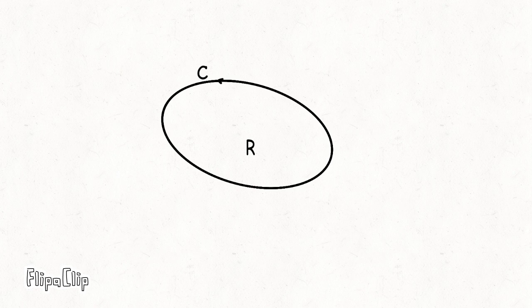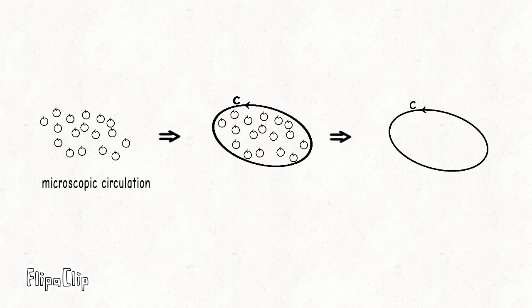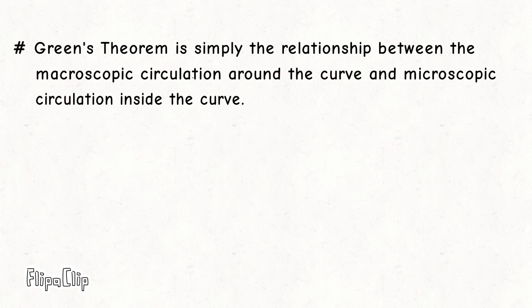Principle. Let us consider an anti-clockwise circulation around a simple closed curve C, and R be the region enclosed by it. We can consider the circulation to be the result of infinite microscopic circulations inside the curve C. Green's theorem is simply the relationship between the macroscopic circulation and the microscopic circulation inside the curve.